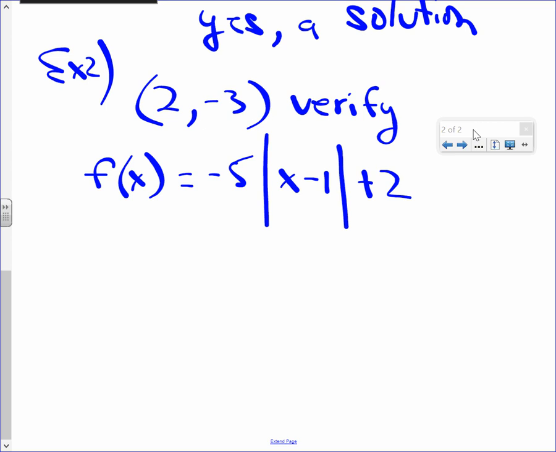Let's go write example 2 down. f of x equals negative 5 absolute value x minus 1 plus 2. Let's verify this.